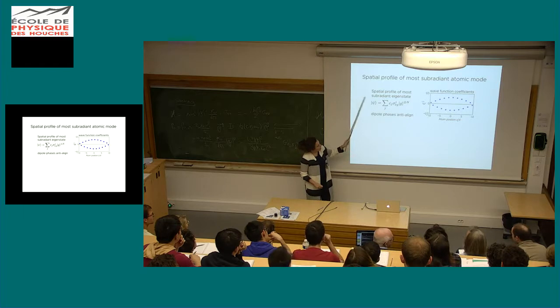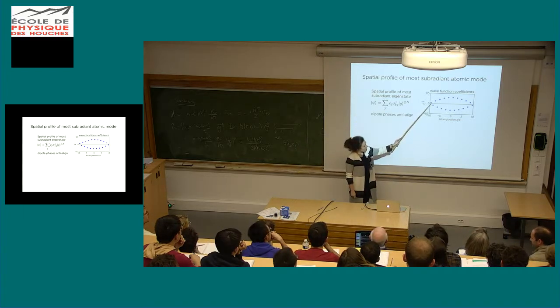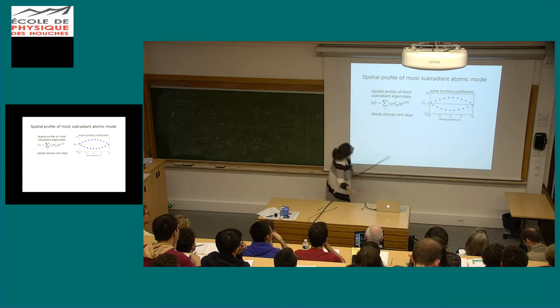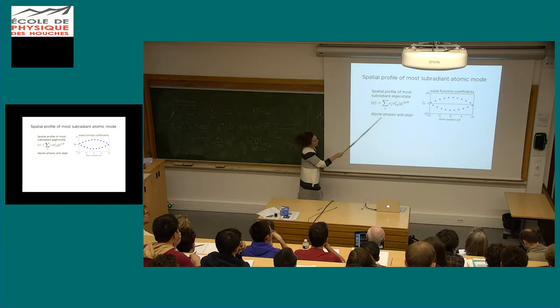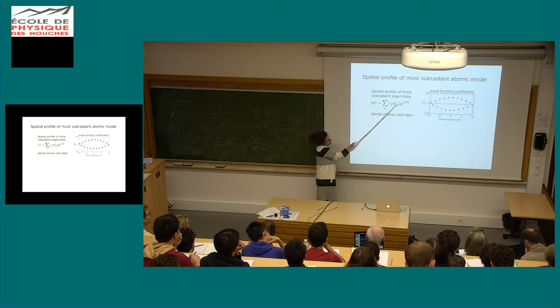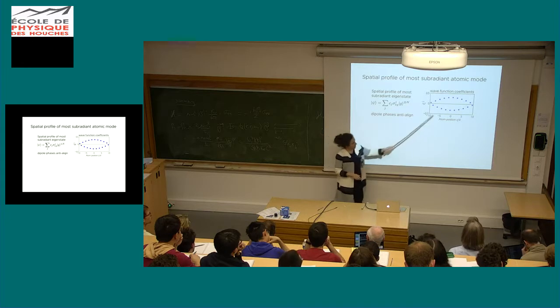So what I'm plotting here is the spatial profile of the most subradiant mode of a chain of 20 atoms. I write my wave function as a superposition that is given by coefficient Cj in atom J that tells me what is the probability amplitude of atom J being in the excited state. And I plot it and I found this, okay?